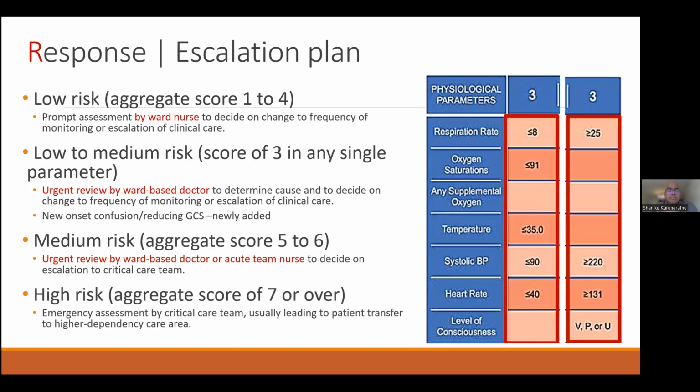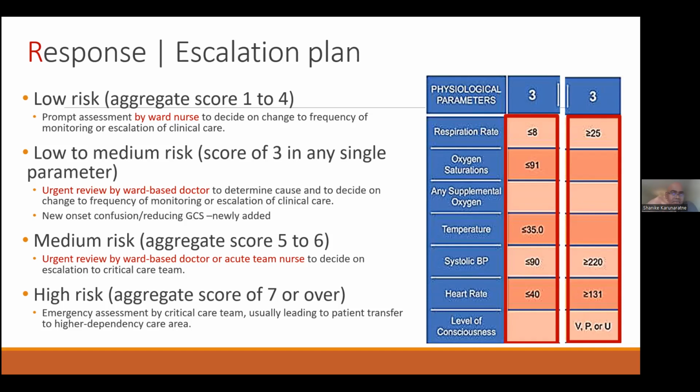And again, a little bit of a summary of how to act for these scores. Low risk is 1 to 4. How to respond: usually the monitoring nurse will tell the senior nurse in charge of that unit about this slowly rising score, so that she can take a decision to increase the frequency of monitoring or escalate to further care.